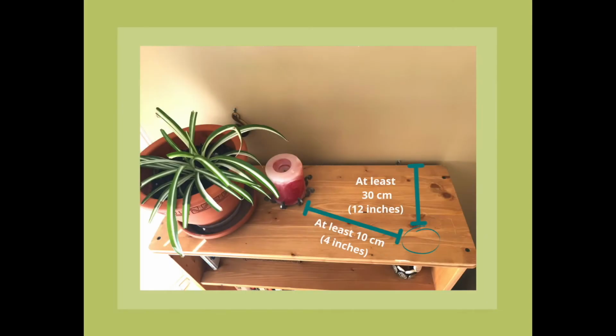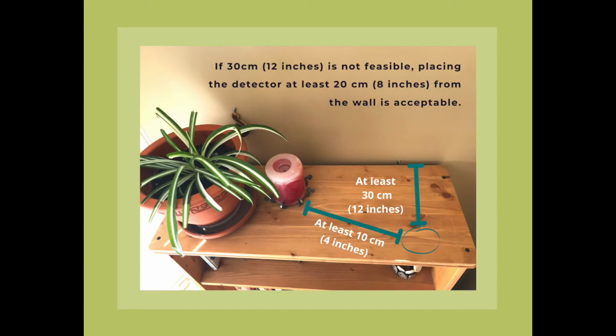The detector should be placed in a location that is at least 30 centimeters or 12 inches away from an exterior wall and 10 centimeters or 4 inches away from objects to allow for normal airflow around the detector. If 30 centimeters or 12 inches is not feasible, placing the detector at least 20 centimeters or 8 inches from the wall is acceptable.